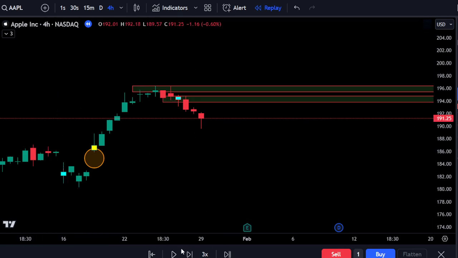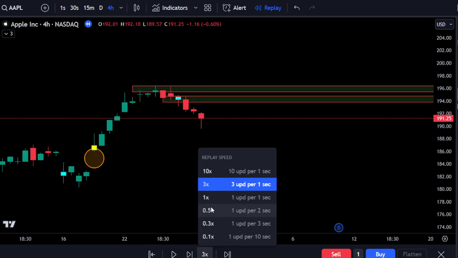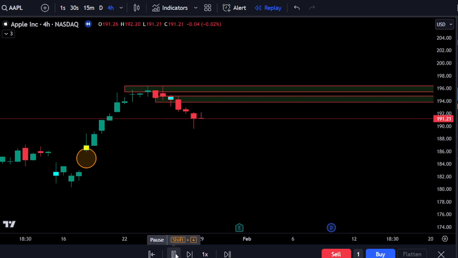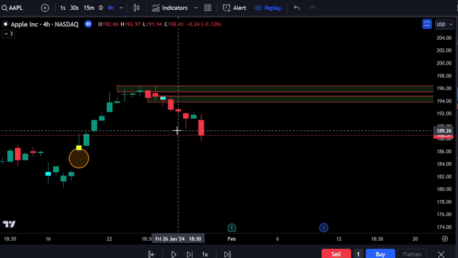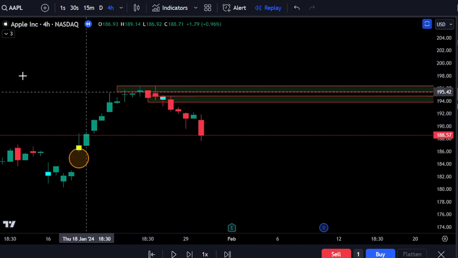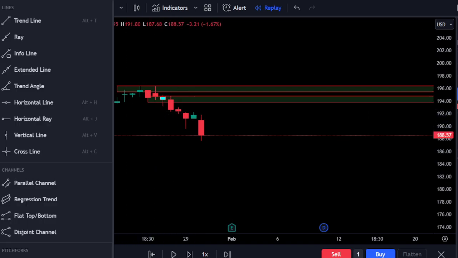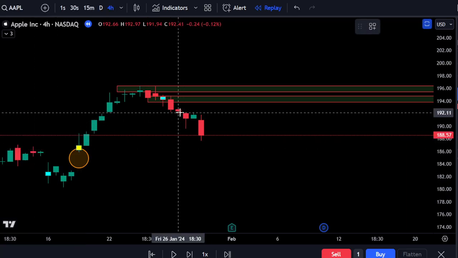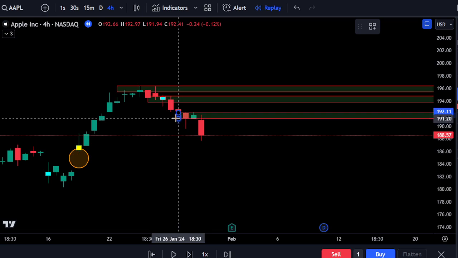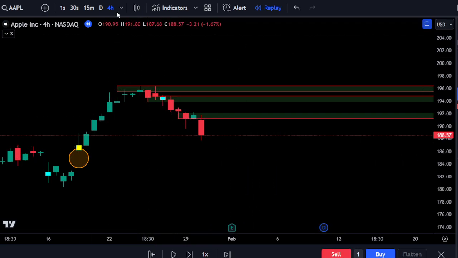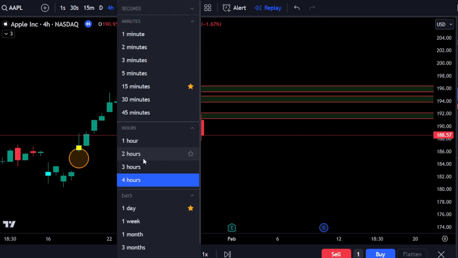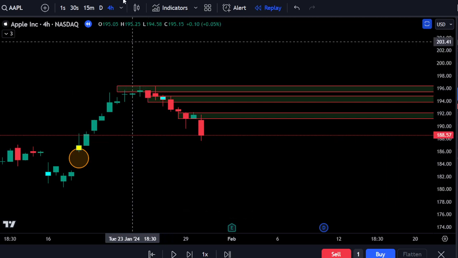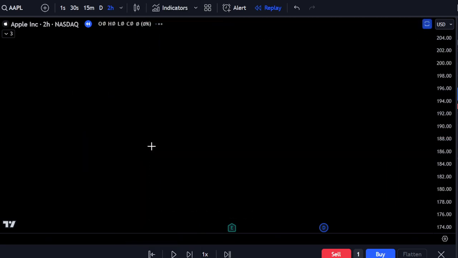So let's get into replay mode. Let's actually slow replay mode down before it goes crazy. Boom. So right here, I can mark another zone. Same thing. So now all I'm looking for is, obviously this candle hasn't formed yet, but we'll go down to the 2 hour time frame, and we're just looking for a break.